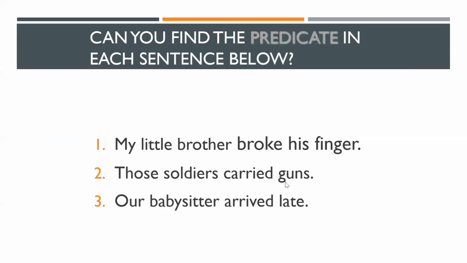Next, my little brother broke his finger. Okay. I think that you can find the predicate in each sentence. For the first one it is broke, and then the second one is those soldiers carried guns. So the predicate is carried, right? And then our babysitter arrived late. So we have arrived as the predicate.